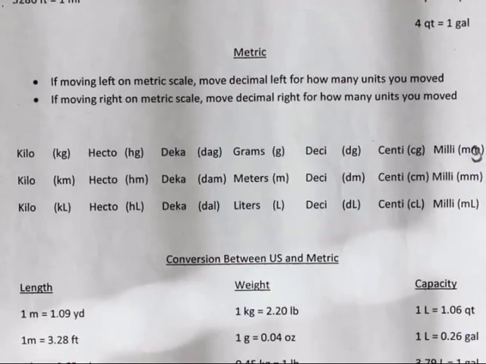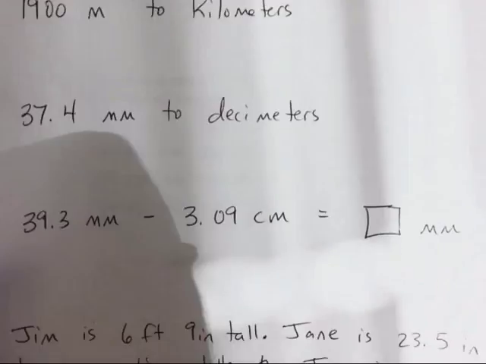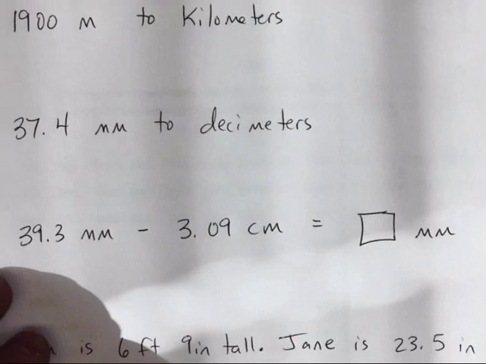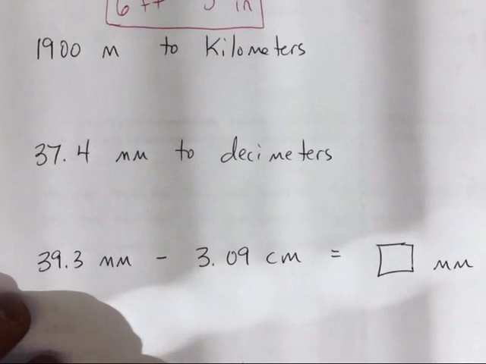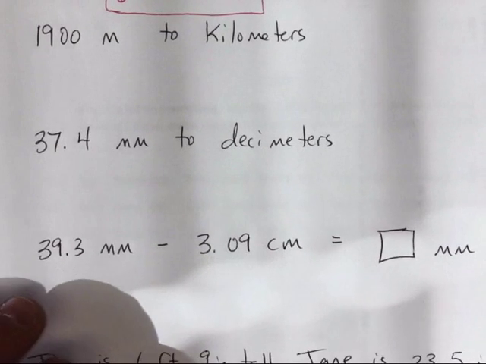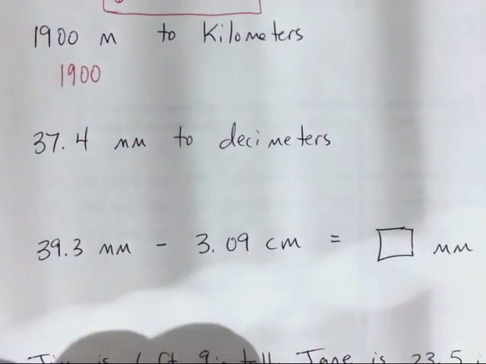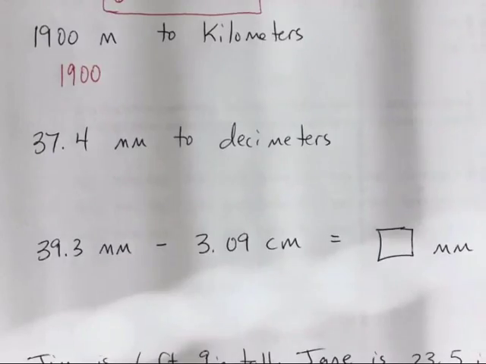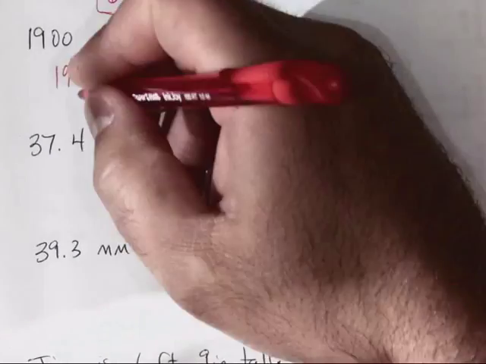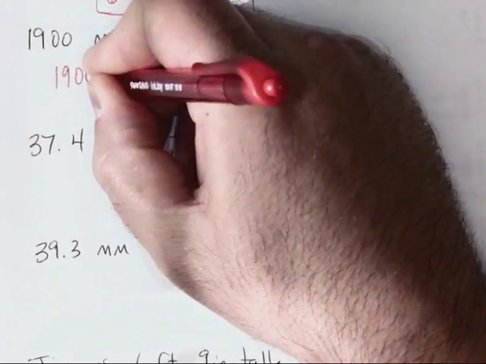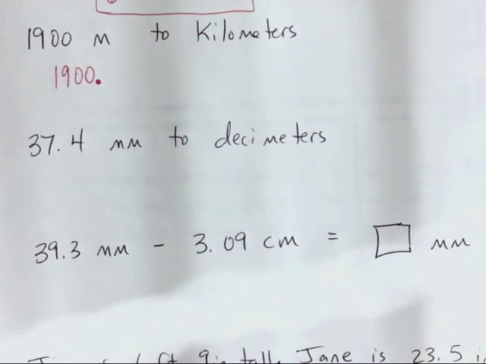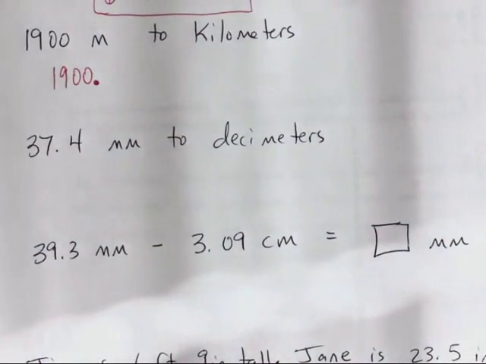So let's look at some examples here. 1900 meters to kilometers. So let's first of all write 1900, right? And let's find where the decimal is. So, you know, if it's a whole number, the decimal's not going to be written, but it's still there. It is to the right of the last number in the whole number. So the decimal in 1900 is right there. Okay, so that's the first thing.